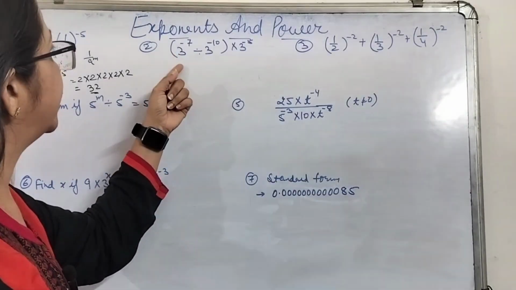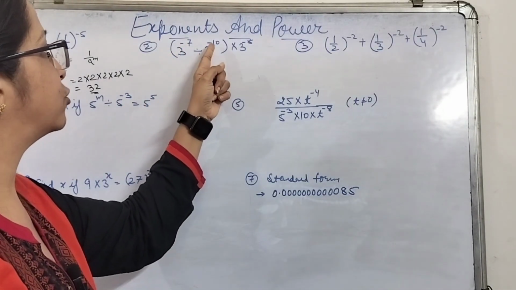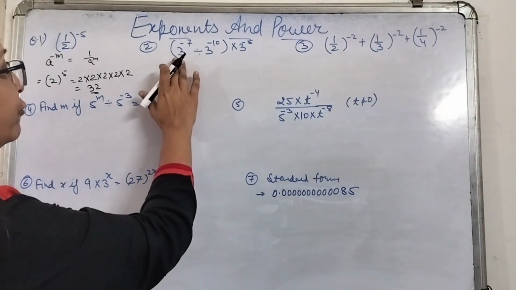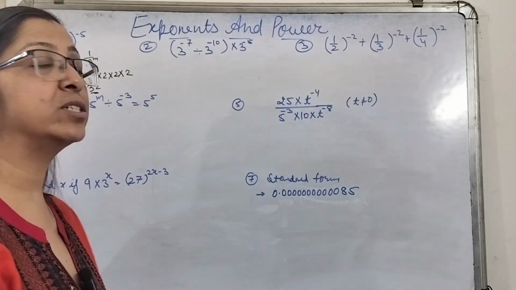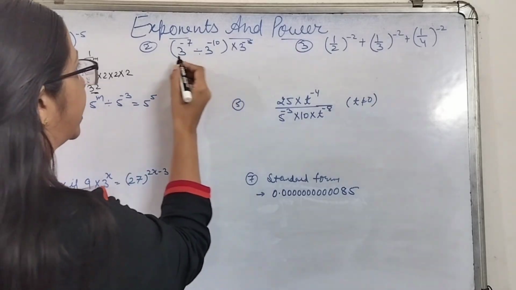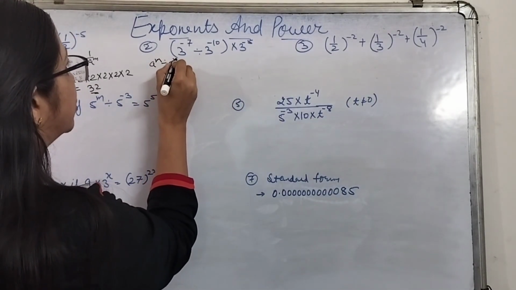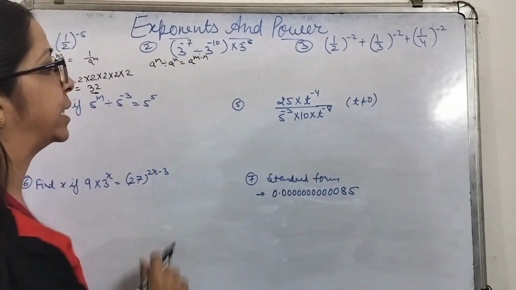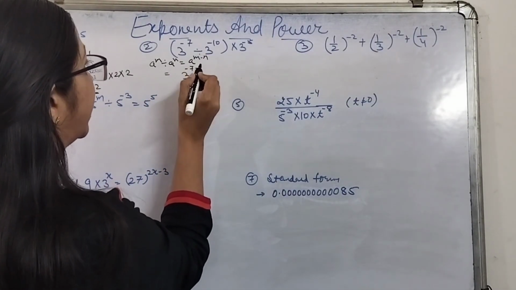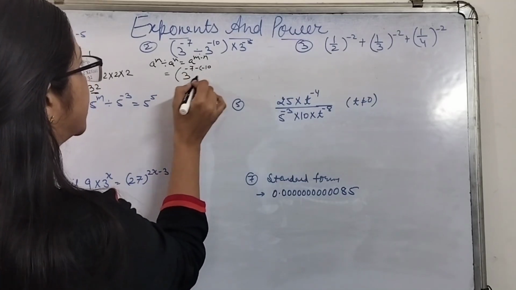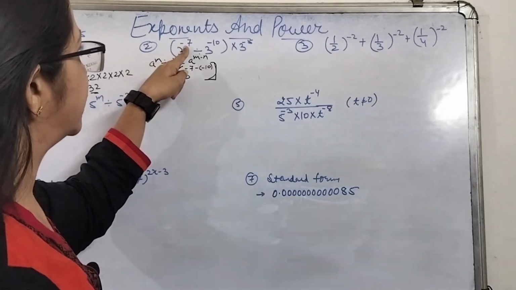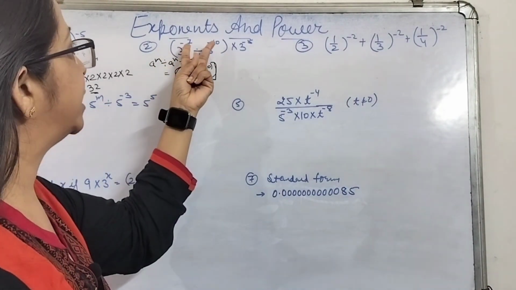The second is 3 raised to the power minus 7 divided by 3 raised to the power minus 10 in the bracket multiplied by 3 raised to the power minus 5. If bases are same and there is a division sign in between, then we are going to subtract the powers. A raised to the power m divided by a raised to the power n is a raised to the power m minus n. So we will be doing 3 raised to the power minus 7 minus of minus 10. Over here power was minus 7, over here power was minus 10, and we need to subtract the powers.